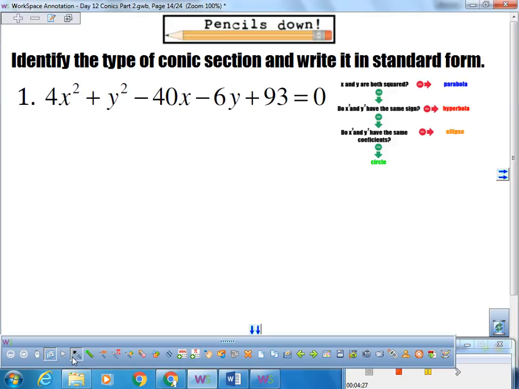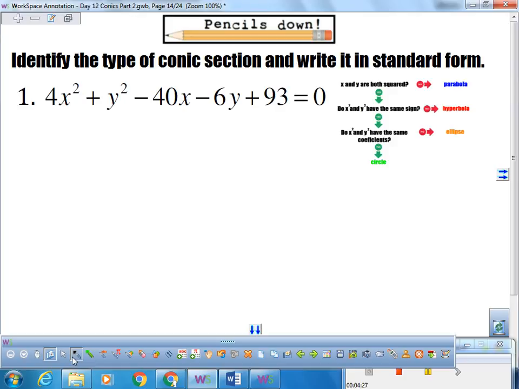Okay, because I'm going to ask myself, are x and y both squared? X squared and y squared. So this can't be a parabola, right? Do x squared and y squared have the same sign? This is positive, this is positive. They have the same sign, so it can't be a hyperbola. Do x squared and y squared have the same coefficient? This one has a coefficient of 4. This one has a coefficient of 1. They do not have the same coefficient, so therefore this must be an ellipse.